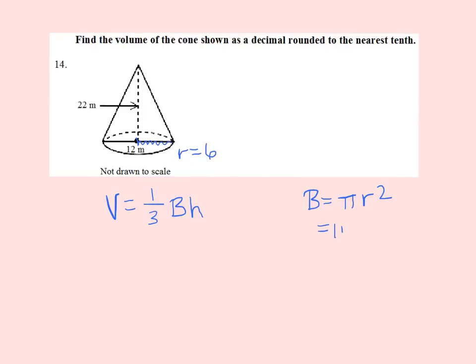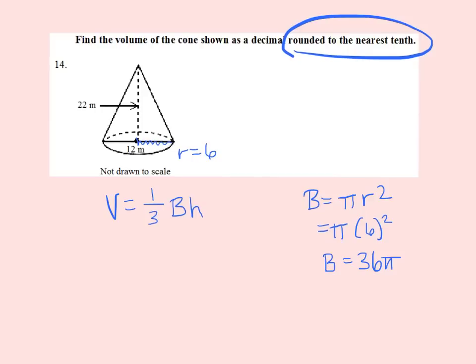Now we know the area of our base. Sorry, that's really ugly. The area of our base is equal to 36 pi. Now it does say round to nearest tenth, so as soon as I see that pi, I have to think about how I'm going to write my answer. We'll round at the very end though.